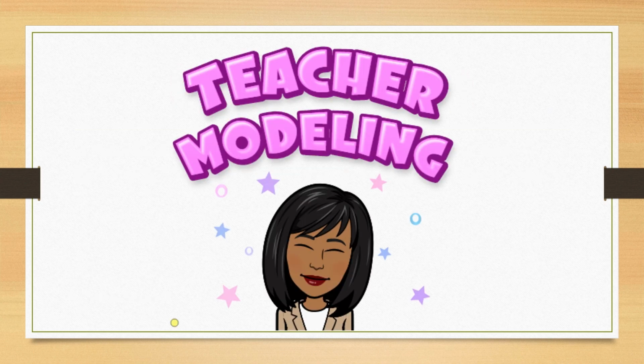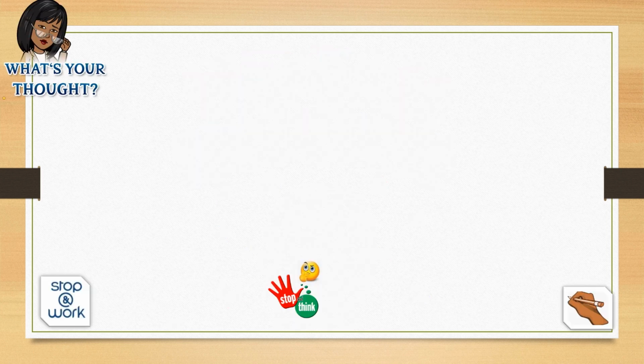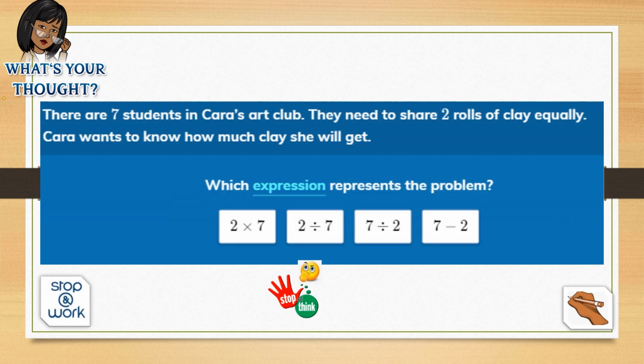Now I will be modeling for you how we can represent fraction as division. Before I get started, what are your thoughts? At this moment, you are going to be stopping, thinking, and writing after I read the question to hear your thoughts about the situation. There are 7 students in Kara's art club. They need to share 2 rolls of clay equally. Kara wants to know how much clay she will get.